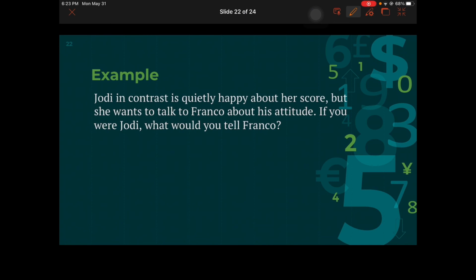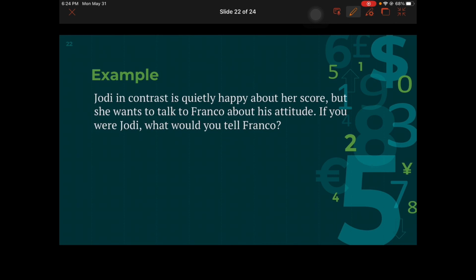And then an additional question is, Jody, in contrast, is quietly happy about her score. We all know that she's in the 80th percentile, right? So technically, she got a score that's higher than Franco. But she acts differently. She is quietly happy about her score. However, she notices Franco and she wants to talk to him about his attitude. So if you were Jody, what will you tell Franco? Again, just put your answers in our comment section down below.